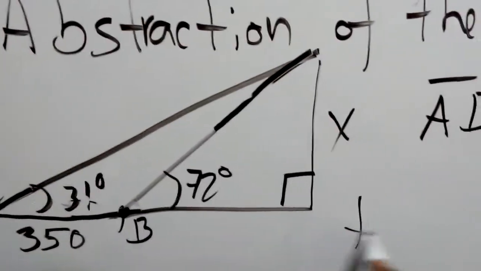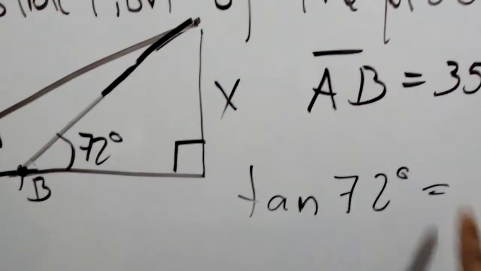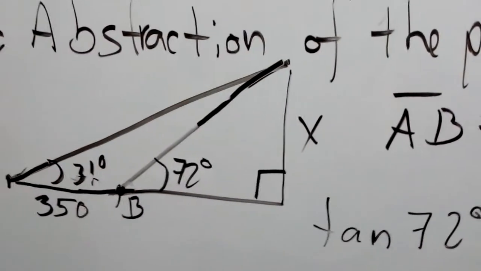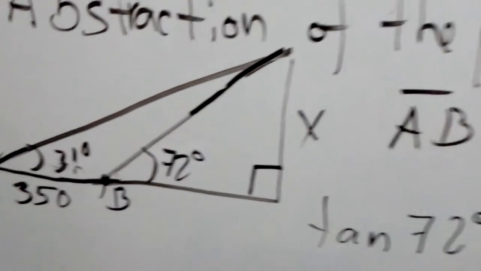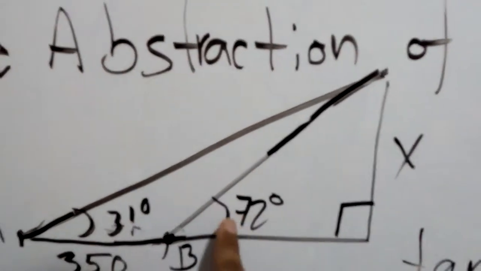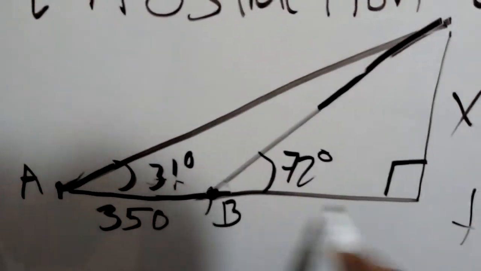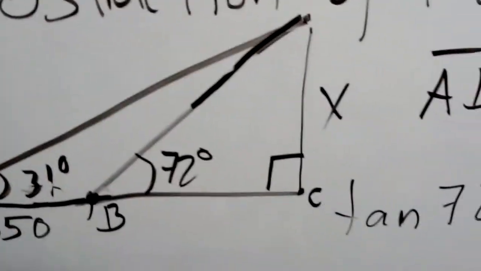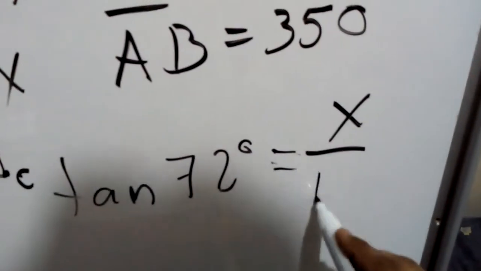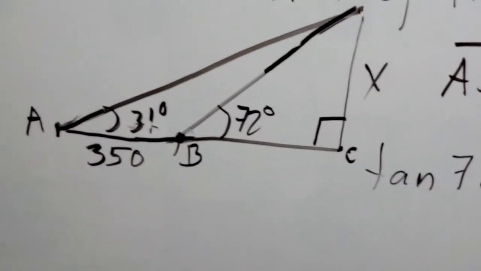If we want to know the tangent of 72 degrees, this is equal to, as you know pretty well, the opposite leg over the adjacent leg. Which side is opposite to 72 degrees? This is x. And which is adjacent? This. Let's call this point C. So from B to C is the adjacent. Excellent.